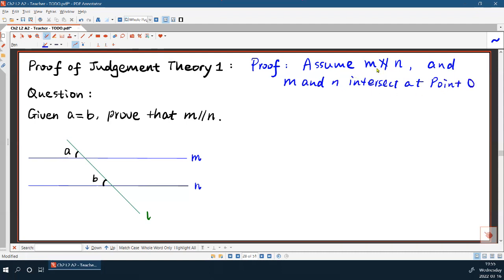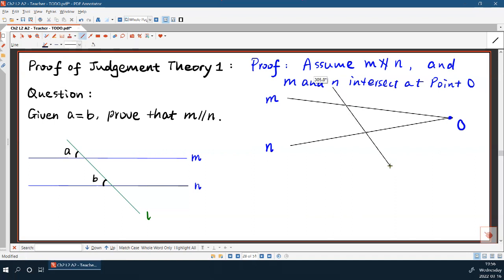Can you follow me? If these two lines are not parallel, they must intersect at some point, right? Okay, so let's say this point is O here. Intersection point O, and this is line M, this is line N, okay? And where is line L? Okay, this is line L. And this is our angle A, right? And this is our angle B.